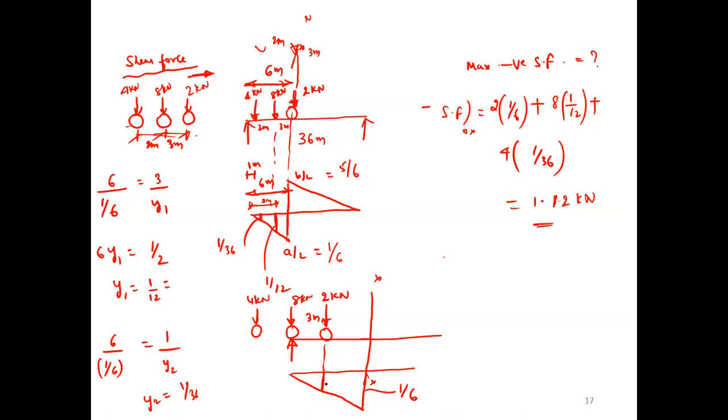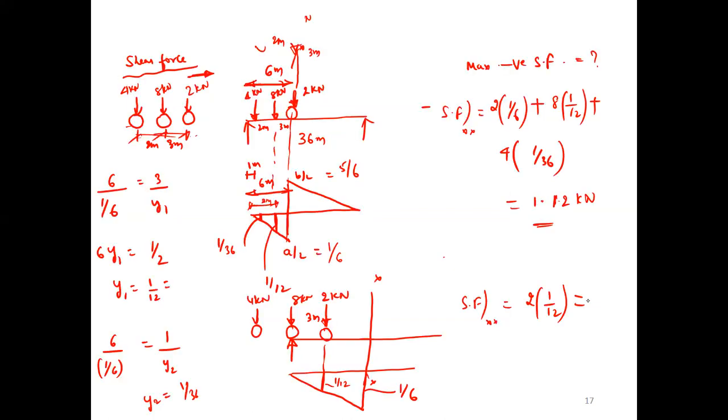So this is 1/12. Compute. Here there is no loading, so you are not getting anything. Shear force at XX, you are having 2 × 1/12. So how much are you getting? Here you are having 0 ordinate. Only 2 × 1/12, which is 1/6. So you are getting a lesser value.